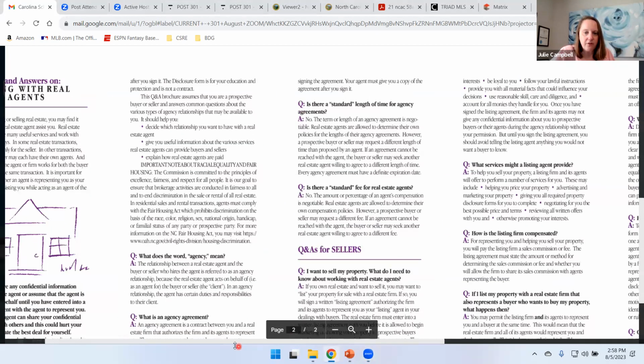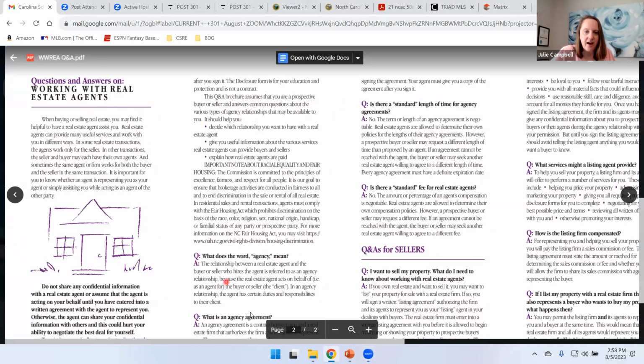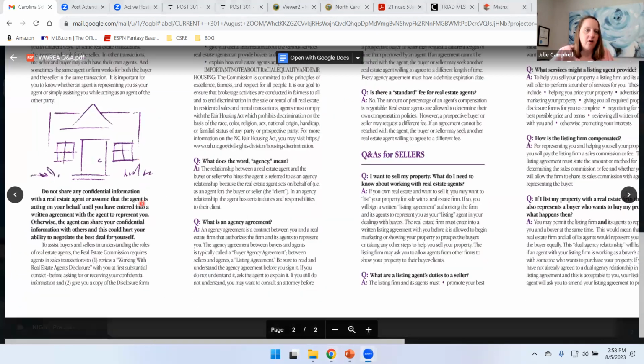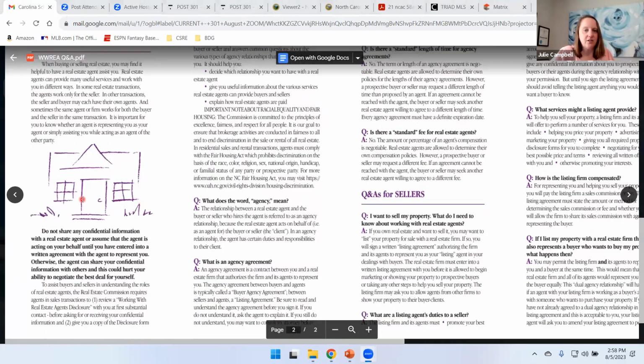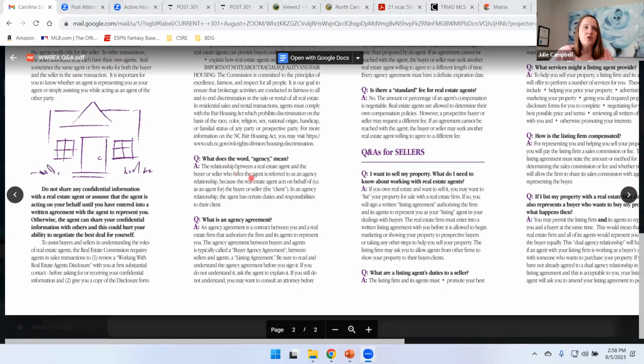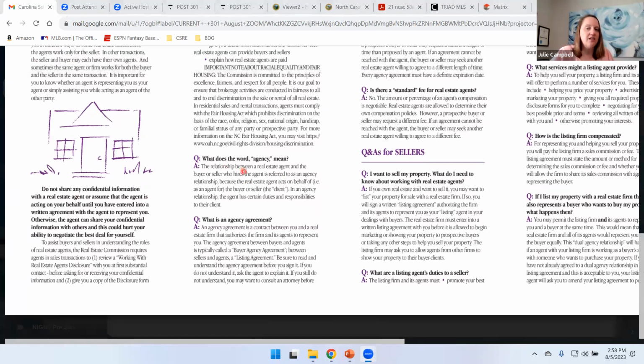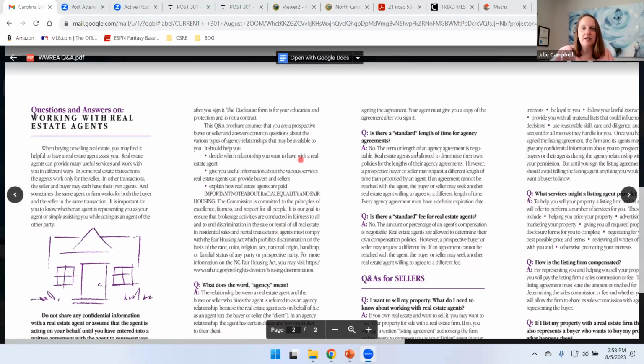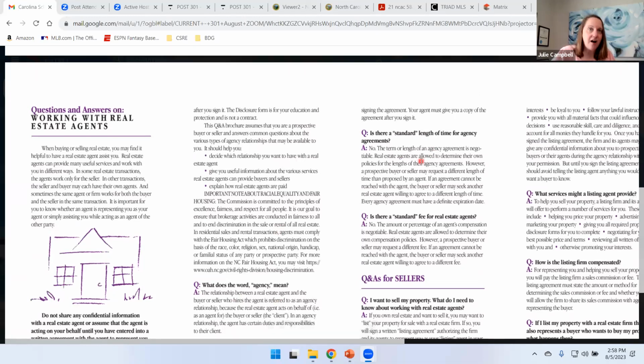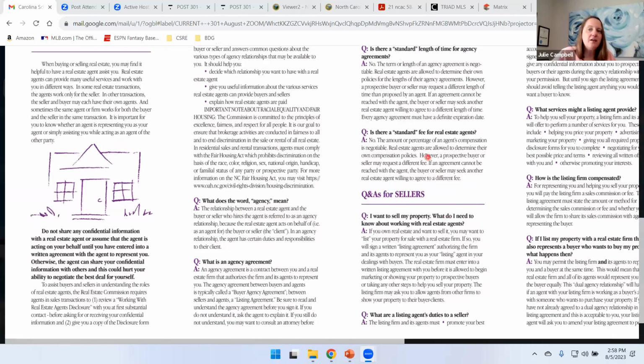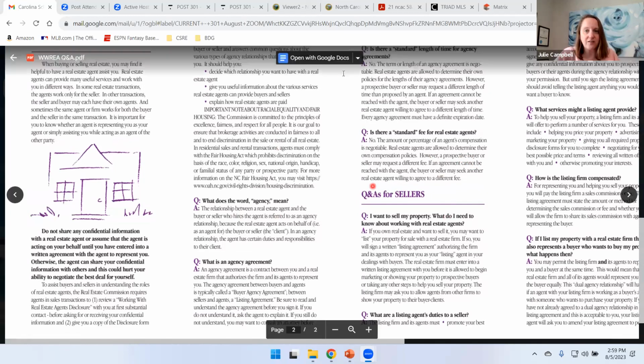I'm not going to go through all of this, but I do think it hits some of the highlights. It starts with working with real estate agents, explaining to the consumer what agency means, what an agency agreement is, and whether there is a standard length of time. We know the answer to that is no. It's up to the firm's policy, and it may depend on the market as well. Is there a standard fee for real estate agents? Again, the answer is no, but consumers may not know that there are no fixed fees, no fixed commissions.